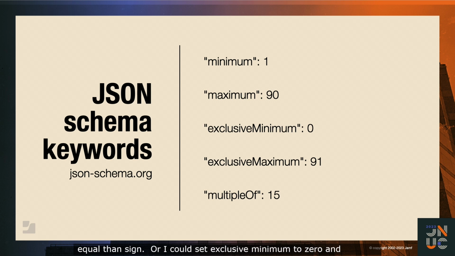With the multiple of keyword, I can specify a value must be a multiple of a number, like 15. Maybe I do that to throttle the number of times that an app checks a website every hour. So I said I have a minimum 15 minutes or 30 minutes or 45 minutes or an hour, but the form won't accept something like 10 because it's not a multiple of 15.